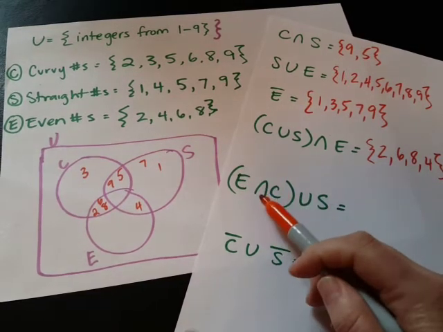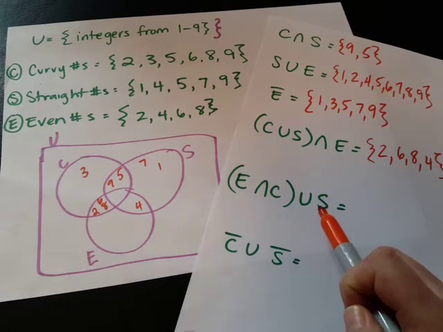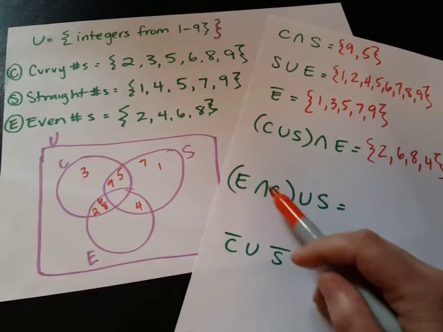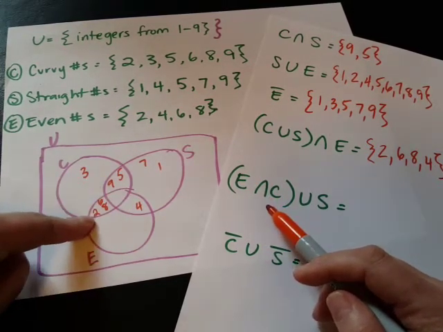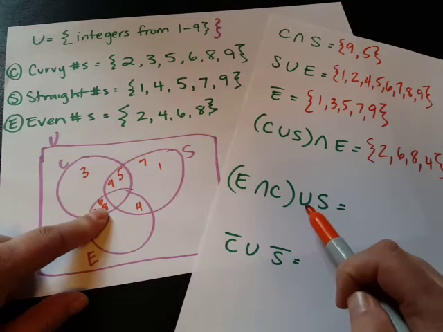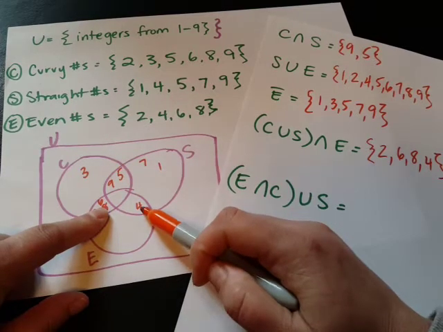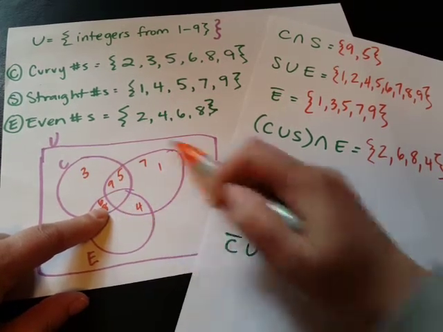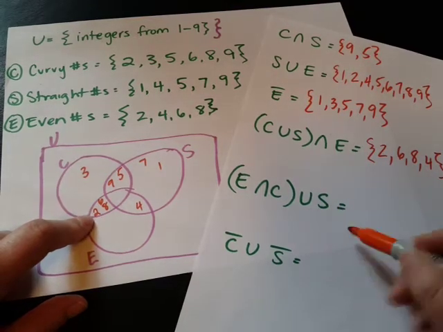So E intersects with C, and then we're going to have the union with S. So look for the intersection between E and C. We see it right here. So 2, 6, and 8. Now we're going to have a union with S. So all the things that are in S, even though 4 was not a part of this one, it is a part of S. And the 2, the 6, and the 8.